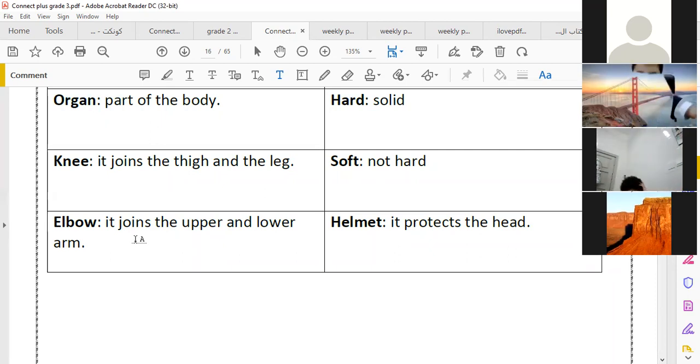Repeat please after me. And we don't need noise here. The students who are moving around and who are singing, we are not playing here. Please cooperate. It joins the upper and lower arm.